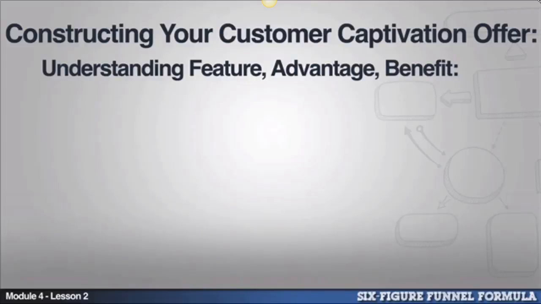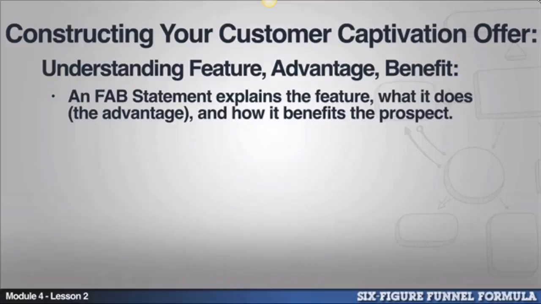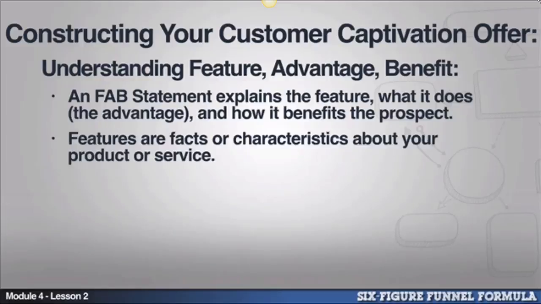Now, I talked about feature, advantage, and benefit. And so let's talk about what these are. Now, a feature, advantage, benefit statement explains the feature, explains what the feature does, and how it benefits the prospect. So the FAB statement explains what the feature is. Features are facts, characteristics, aspects of your product or service, right?